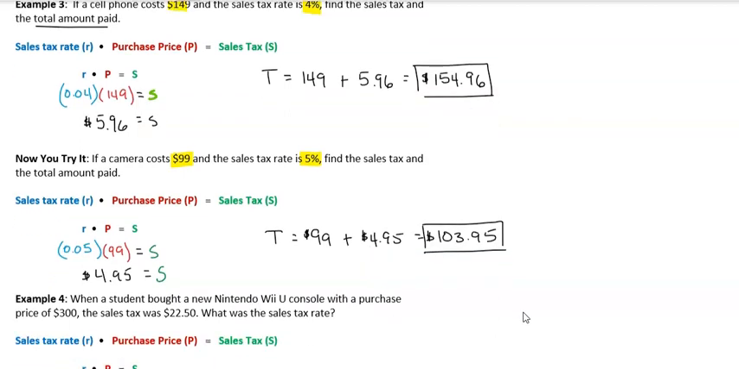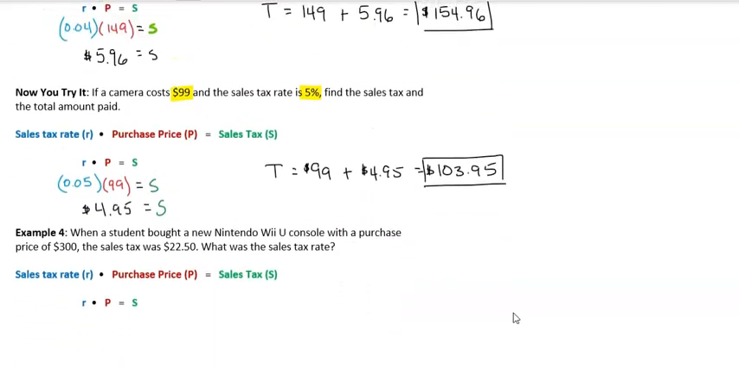All right, the next example. When a student bought a new Nintendo Wii U console with a purchase price of $300, the sales tax was $22.50. Now we want to know what was the sales tax rate. So this time we are looking for the rate. Okay, so that one I'm going to leave as R instead of making it X just to keep track of what we're doing. So R times the purchase price of $300, so I'll highlight these for you again, purchase price and the sales tax. That's not the tax rate, that's the actual tax.